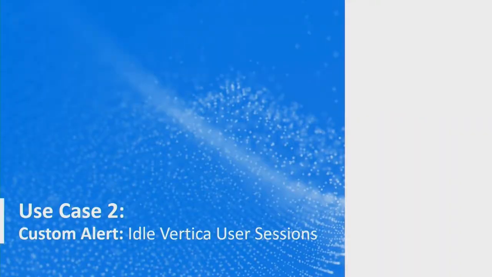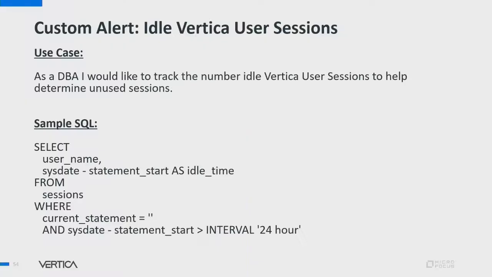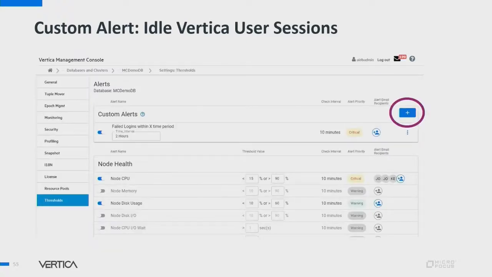Let's walk through use case 2, idle Vertica user sessions. As a DBA, I would like to track the number of idle Vertica user sessions to help determine unused sessions. So here's a sample query I'd like to create a custom alert on. As we already walked through the first one, creating additional custom alerts should be fairly straightforward now. So let's go do that.